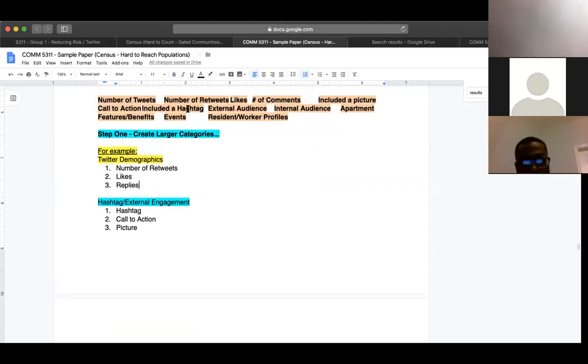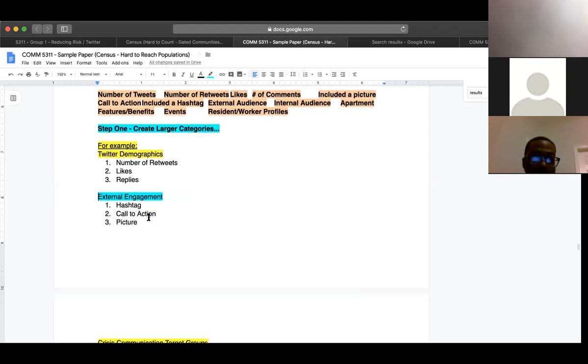Basically you're grouping these column names together into a clump, and you're going to name that clump. I know that sounds very academic, but that's where I am right now at 9:00 at night. The next clump has hashtag, call to action, and picture, and I titled that clump of information external engagement.